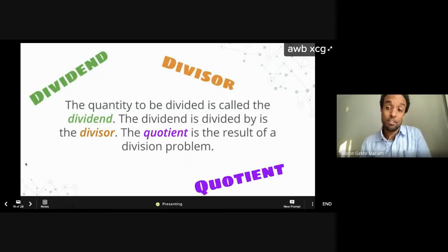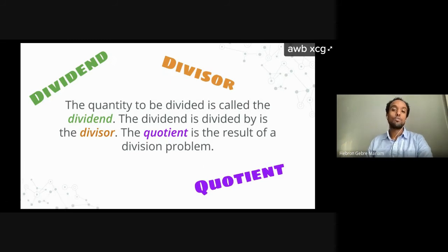We're going to get into some division strategies really quickly, but before we do, let's talk about these terms. We've got the dividend, the divisor, and the quotient. The quantity to be divided is called the dividend. So you've got a big pile usually, right? And the dividend is divided by the divisor, the number of groups that you're taking that pile into. And the quotient is the result of the division problem.